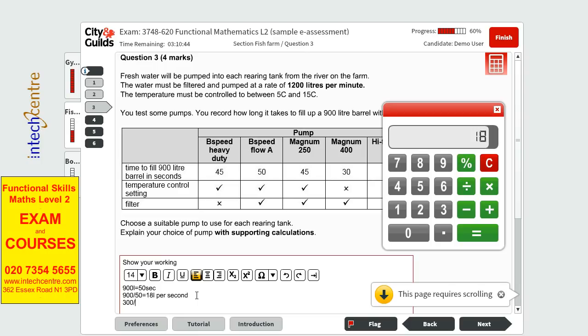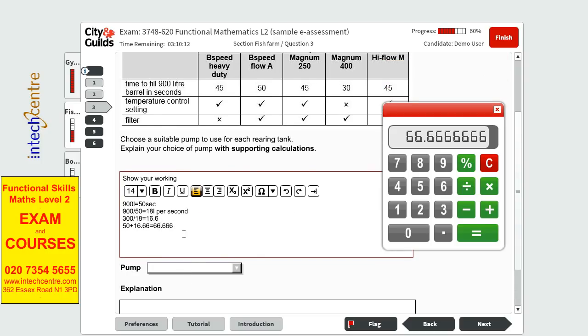So we do 300 divided by our 18 liters per second. Let's see what we get, how long it will take. It will take 16.6 seconds. Plus the previous 50 seconds for the 900 liters, it will take over a minute for the water to be pumped. Therefore, this is not suitable. Okay? So now we know that this one is not good either.